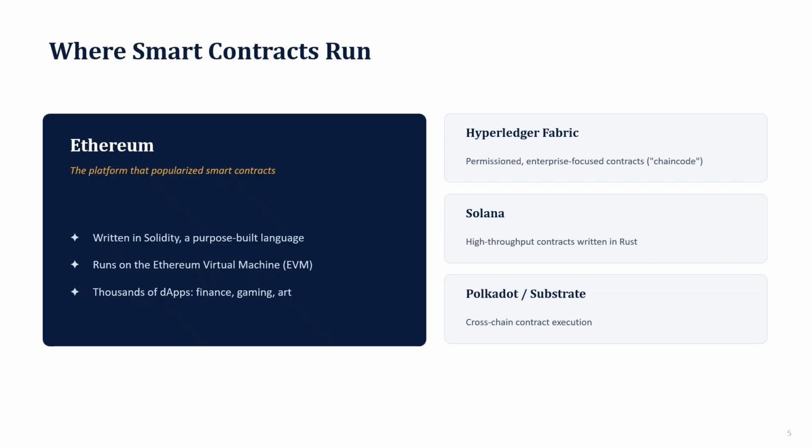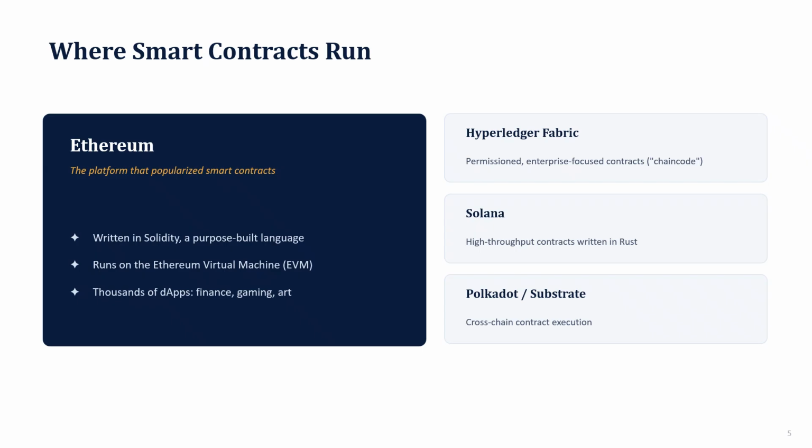Now we are going to see where smart contracts run. Ethereum is the platform that made smart contracts mainstream. Contracts are written in Solidity and run on the Ethereum Virtual Machine, and there are now thousands of applications built on top of it, from finance to gaming to digital art.